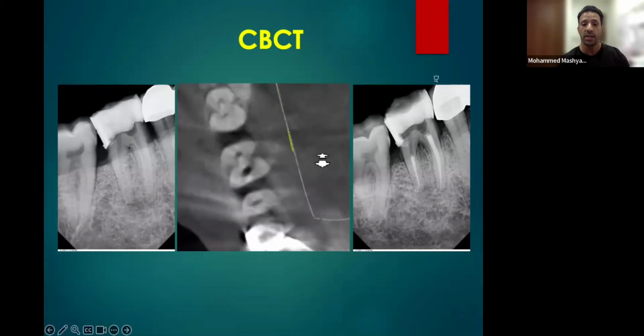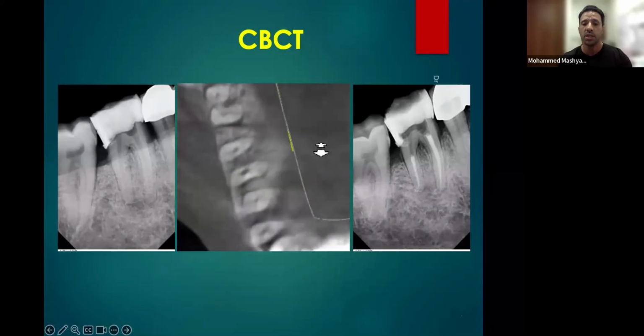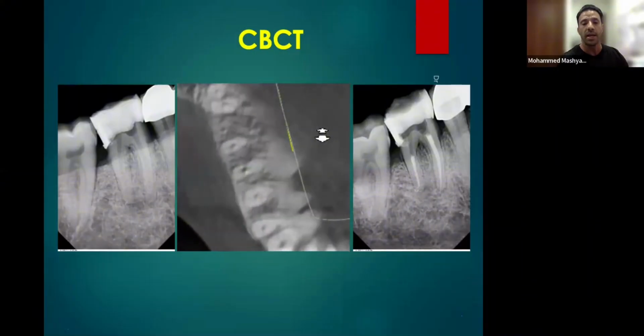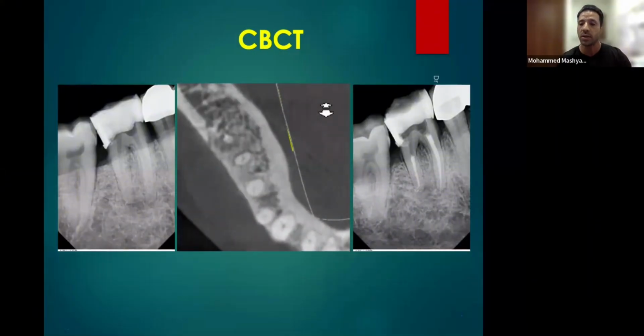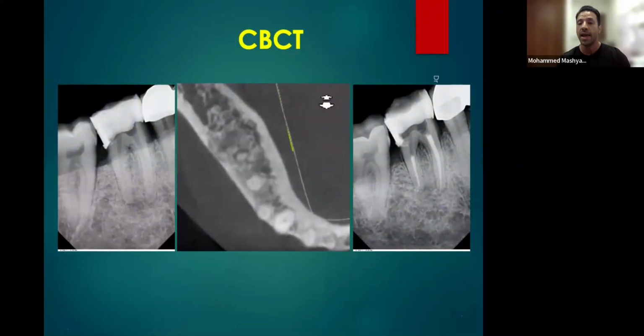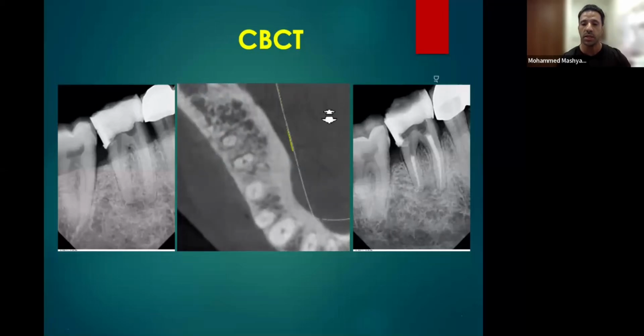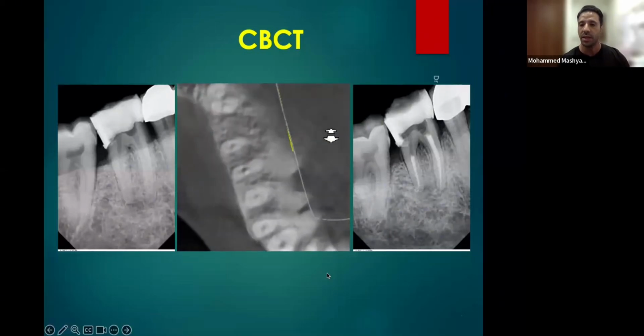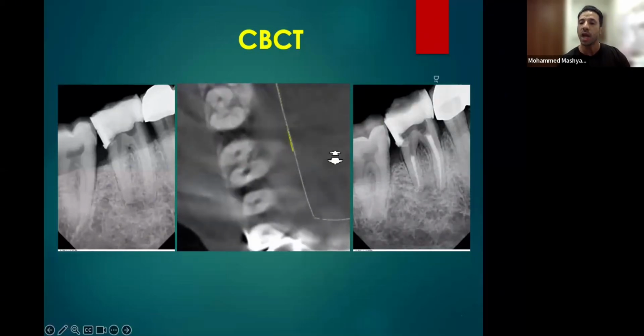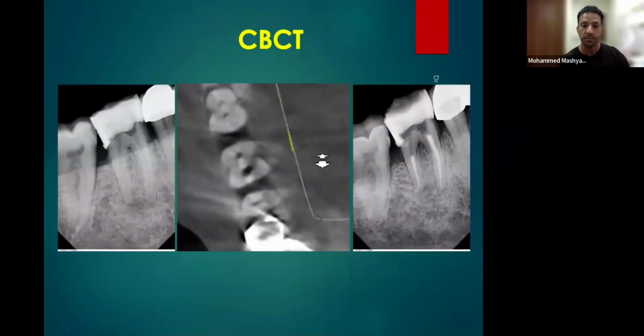So what I did, I took the rubber dam out, took the patient and took a CBCT, and I realized that the mesial canal is only one canal. So there is no point in wasting time looking for another canal. So I just continued and finished the case immediately in the same visit. So this is the benefit of having a CBCT machine at your office.